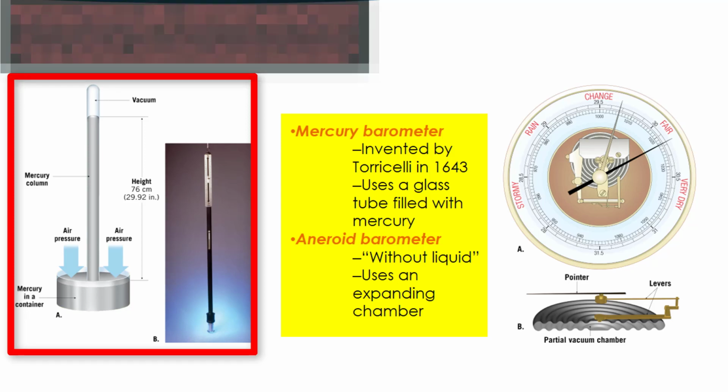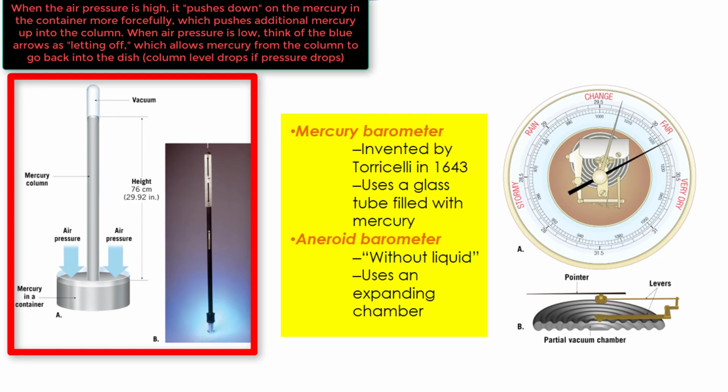I'd like you to look at the image that shows a Mercury Barometer because it shows a pretty important concept. There's a glass tube that's filled with mercury, and then you have mercury sitting in a little dish-like container. Now the air pressure will act on the mercury in that dish from above. Now if we have a situation where the air pressure is high, the air pressure will be able to exert a lot of force downward on the mercury in the dish, and as a result the mercury in the column will rise.